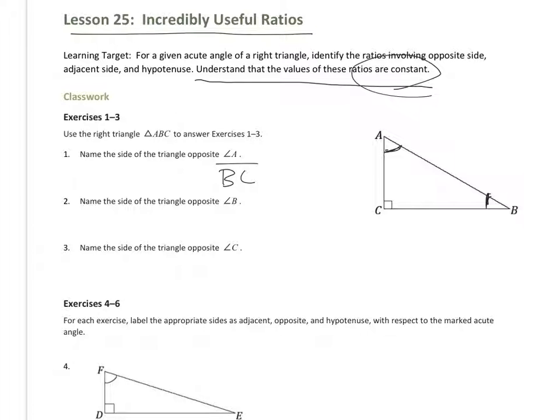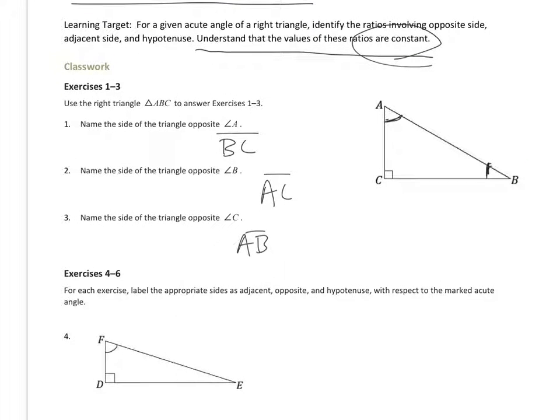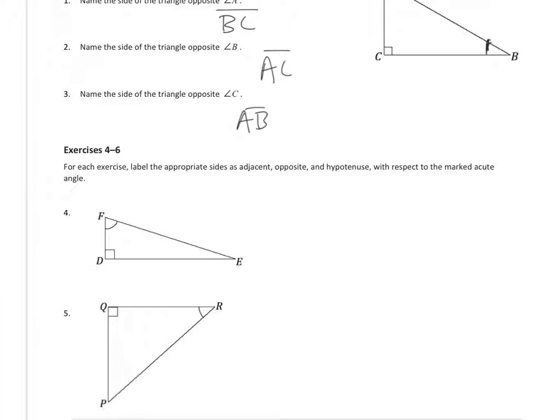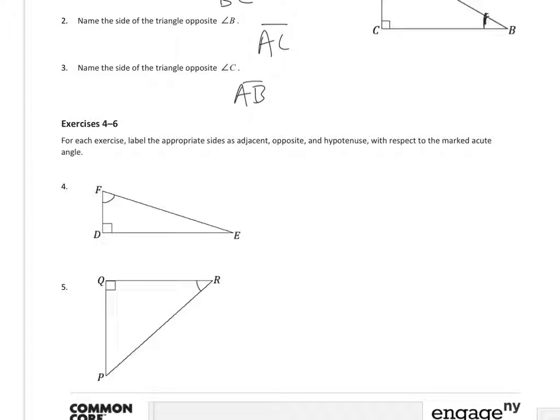So then it says name the side of the triangle opposite B. Well, opposite B would be side length AC, and then name the side of the triangle opposite C. That would be AB. Okay, so then if I were to continue down with this, it says for each exercise, label the appropriate sides as adjacent, opposite, and hypotenuse with respect to the marked acute angle.